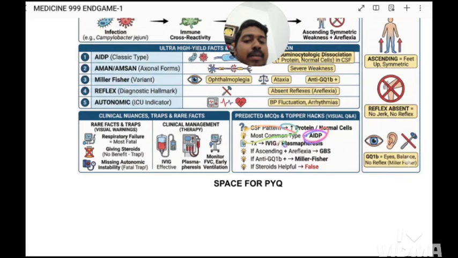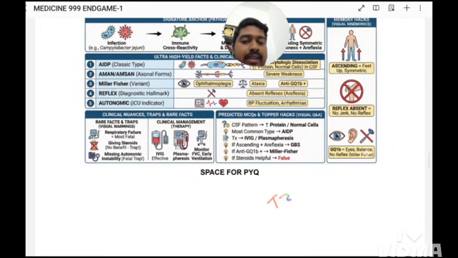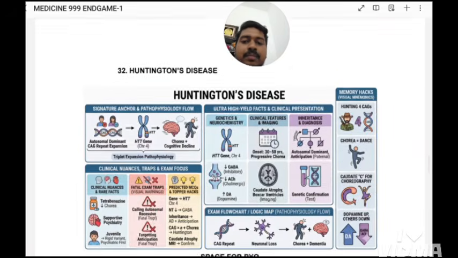Most common type is AIDP. Treatment is IVIG and plasmapheresis. If it is ascending with areflexia, think of GBS. Anti-GQ1b antibodies, think of Miller-Fisher. Are steroids helpful? No, steroids have no role in GBS, because steroids have a role in one more condition, that is transverse myelitis. In transverse myelitis, steroids are actually very helpful.